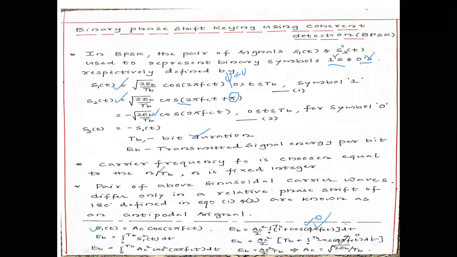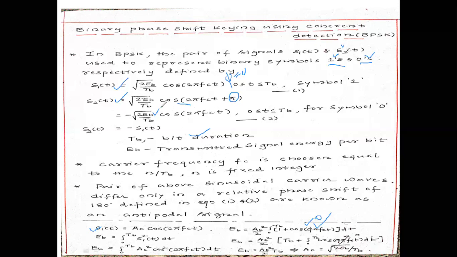Understood? And one more thing: whether it is digital modulation or analog modulation, the carrier signal frequency fc should be chosen such that fc is equal to n times 1 divided by Tb, where 1 divided by Tb is the frequency of the digital data, which is multiplied by n, where n is any fixed integer 1, 2, like that. Means your fc should be greater than or equal to n times 1 divided by Tb. So that is the frequency of the digital data.